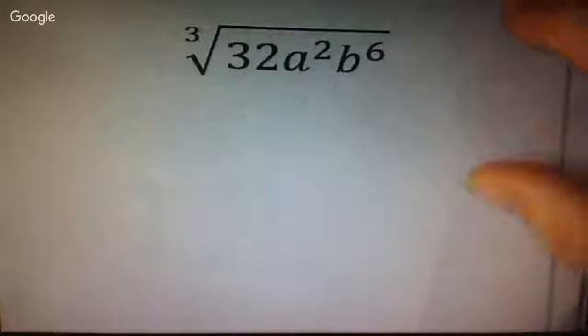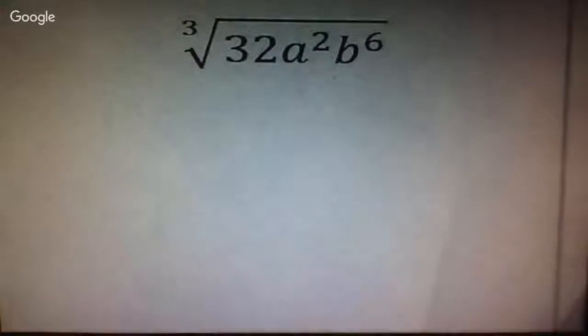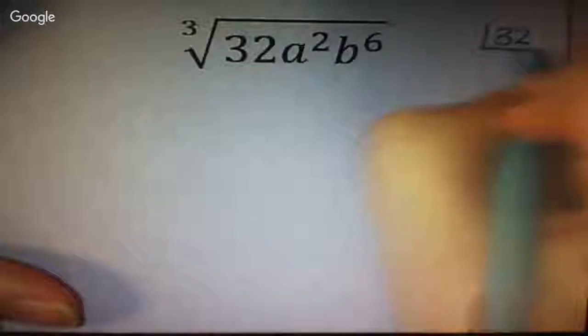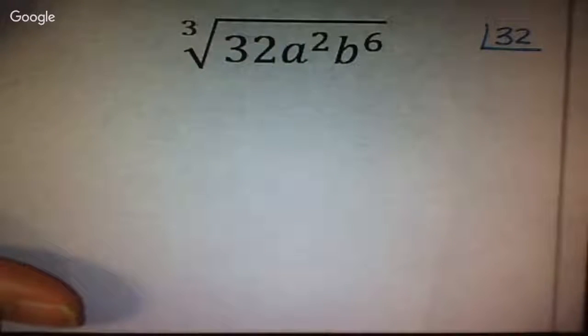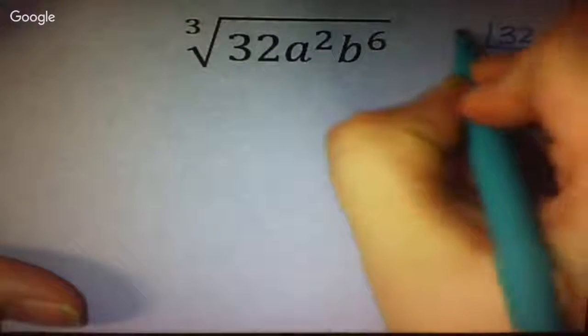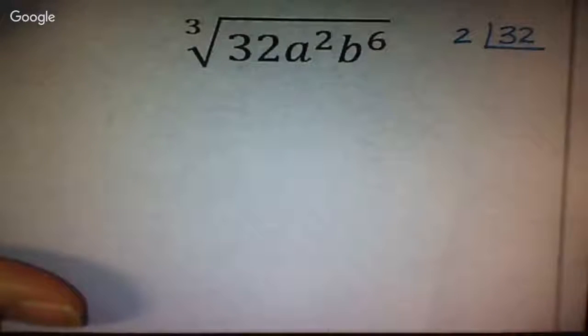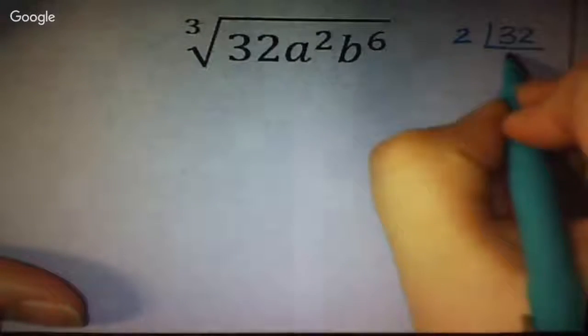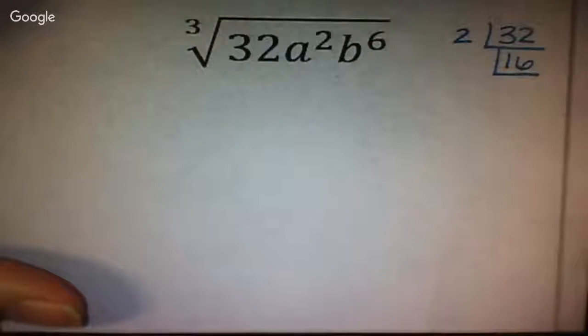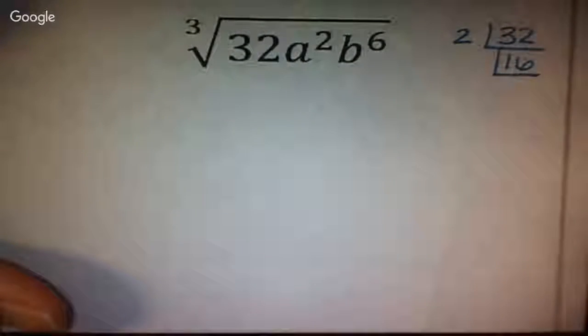Yep. So let's move down to this one. Okay? Prime factorization first. So I need to break down 32. Give me a prime number. It's even, so I would start with 2. That leaves me with 16. 4 and 4. 4 is not prime.